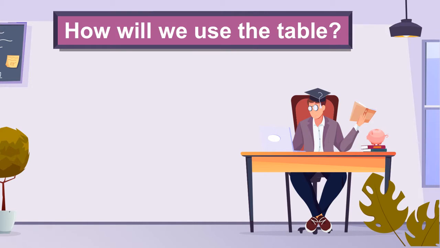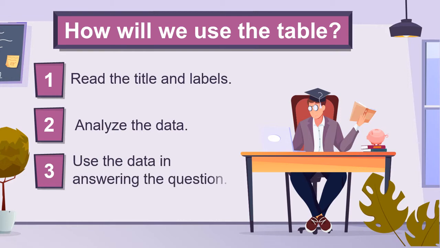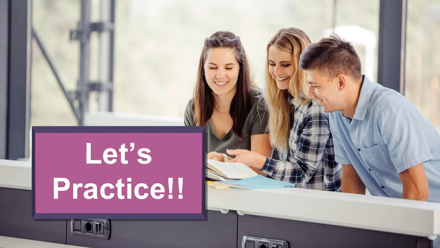So how will we use the table? Number one, read the title and labels. It is very important for us to read the title and labels because we may be asked a certain question, but we may use a different table, so our answers will be wrong. Number two, analyze the data. It is very important for us to analyze the data because of using the proper row and column. With the improper use of the row and column, we might come up with a different answer. And three, use that data in answering the questions. Take note, do not use what is not asked. So, let's practice.